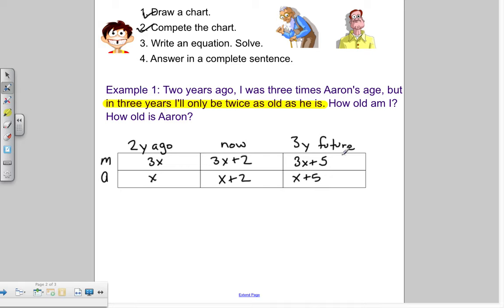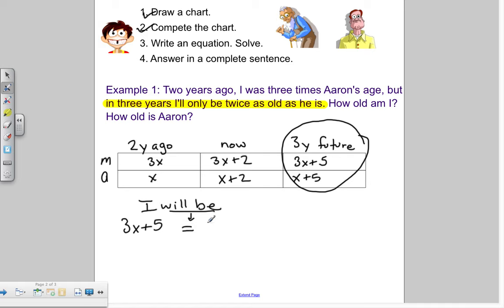So in 3 years, now I'm talking about this column right here, in 3 years. I'll be, so that's me, I'm this. So I am 3x plus 5. Will be is my verb, which means equals in math. So you're basically translating. Will be translates to this.